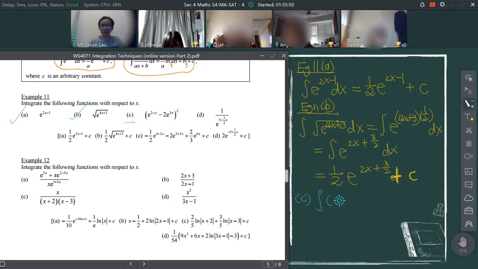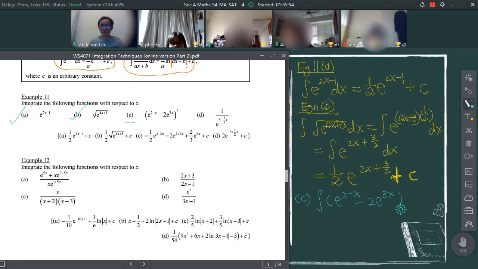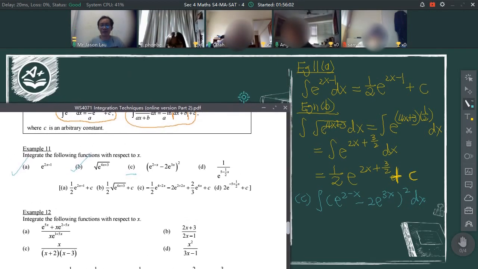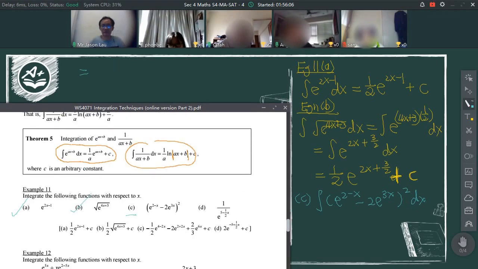Integrate this term, what to do? We can't really do it directly, so we expand. Okay, we expand the term, you get a squared minus 2ab plus b squared. So I will have a squared minus 2ab plus b squared.